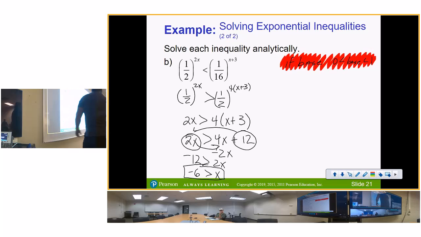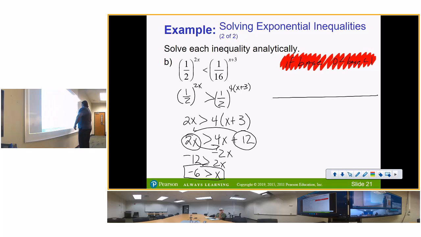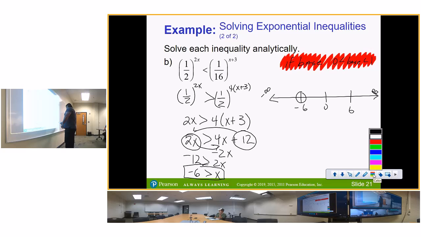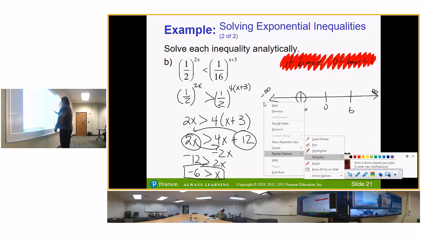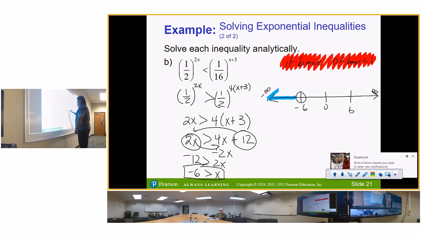Now just to remind you, we always do what with an inequality? We always plot it on a number line. 0, 6, negative 6. And that's going to be an open circle. And what is less than negative 6? Negative 7. Okay, left or right? Left. That's right.